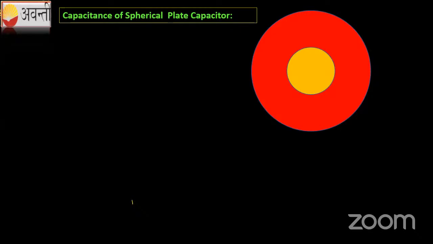Wait, okay. The inner surface is there, its radius suppose is r1. The outer radius is this one, r2. Now if I take this point as a, this point is b.